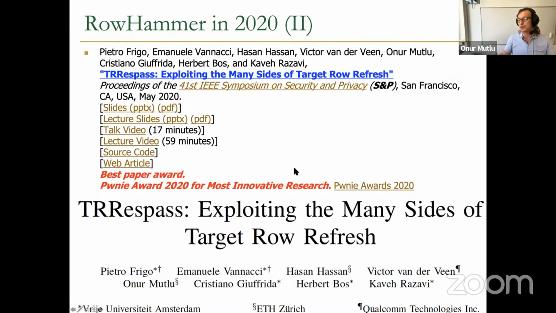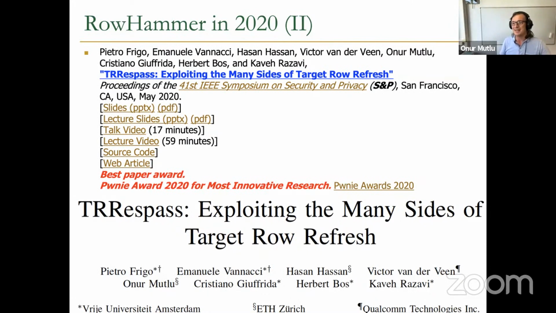Basically, this paper showed that you can reverse engineer the internal mitigation mechanisms that DRAM manufacturers employ inside their DRAM chips just enough so that you can actually create some custom access patterns to DRAM that would circumvent those mitigation mechanisms. And we're back to square one, basically, because of this. So mitigation mechanisms are not secure.